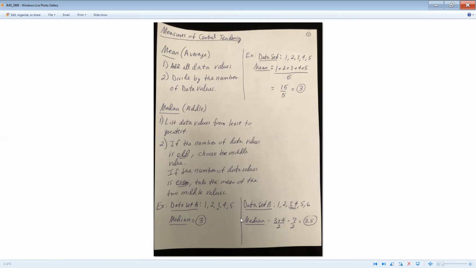So if I have 1, 2, 3, 4, 5, I have 5 data values. That means I actually have a middle value, so my median would be 3. If my data set was 1 through 6, I do not actually have a middle value because I have 6 numbers, an even set of numbers. So I take the two middle values, which would be 3 and 4, add them together, divide by 2, and that will be the median. That would be 3.5, and you notice 3.5 is in the middle of the 3 and the 4.